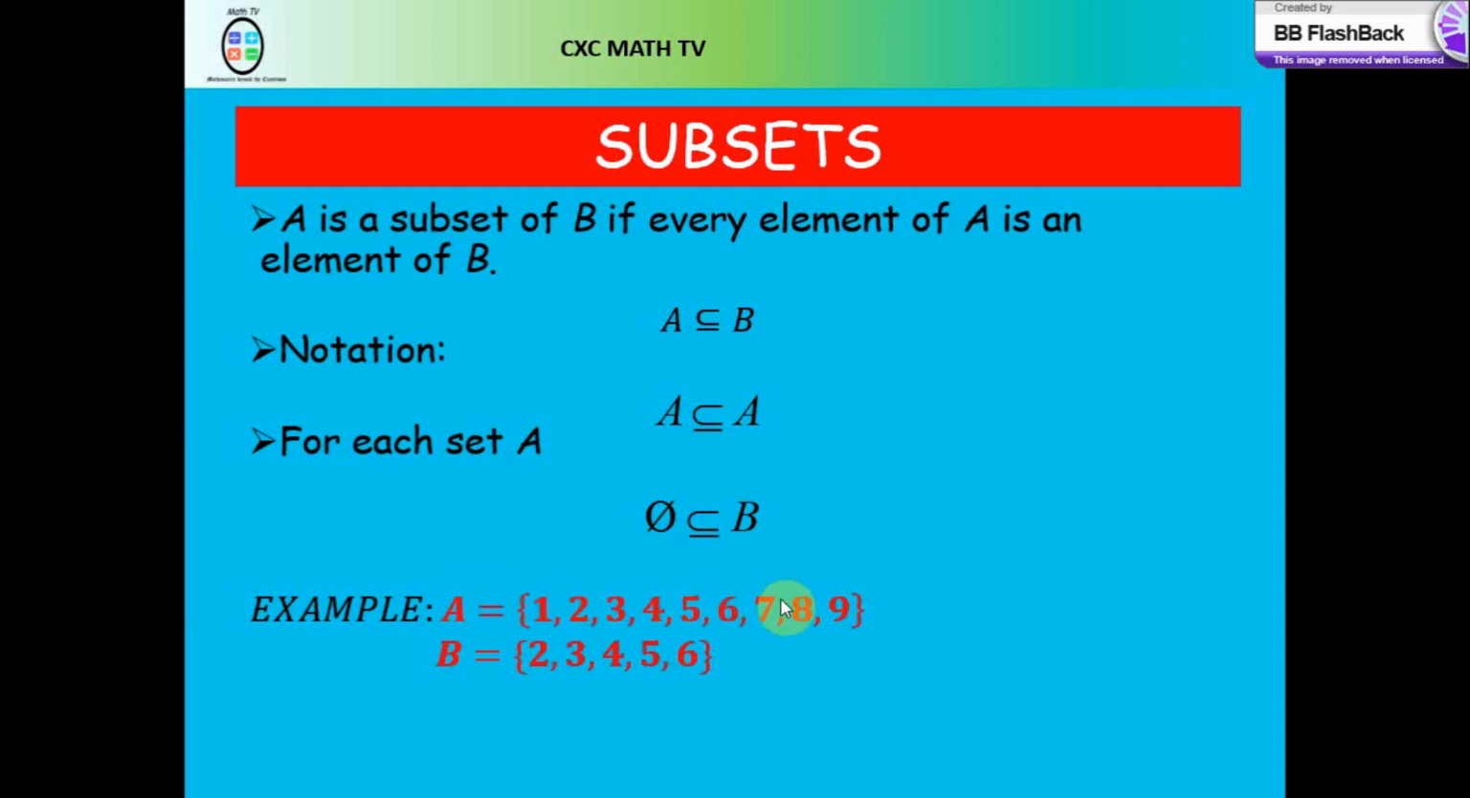1, 2, 3, 4, 5, 6, 7, 8, 9. 2, 3, 4, 5, 6. Notice 2, 3, 4, 5, 6 is in both set B and set A. So in that case, we say that B is a subset of set A.